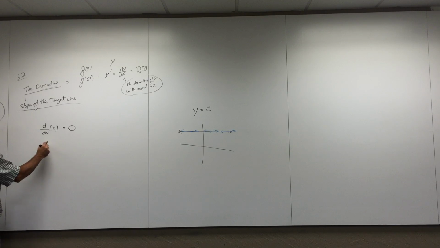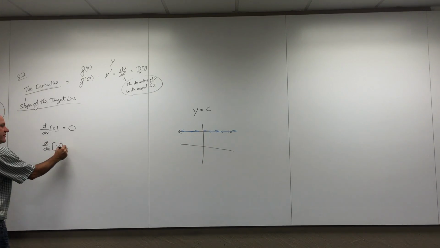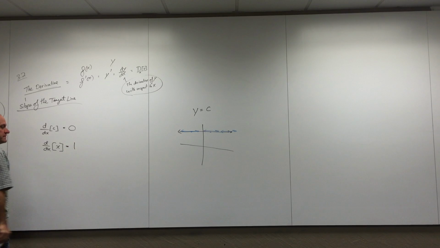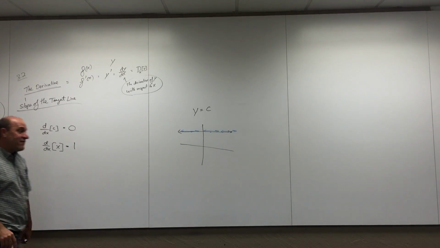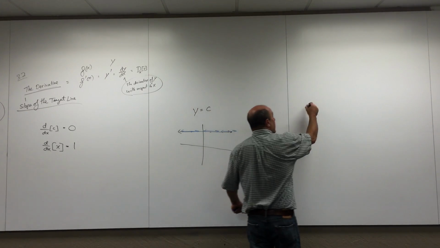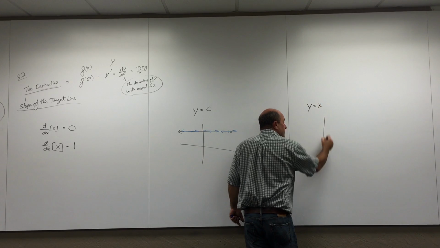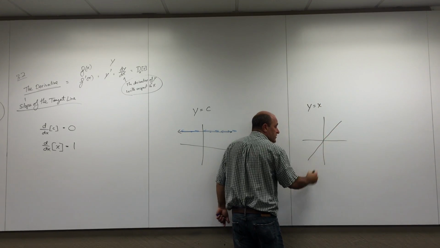Here's another one for you. The derivative of this little function called x is 1. You can think of that visually. What am I talking about here? I'm talking about the line y equals x. The line y equals x looks like this.